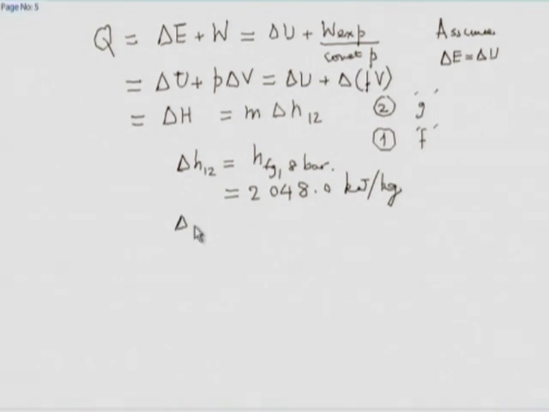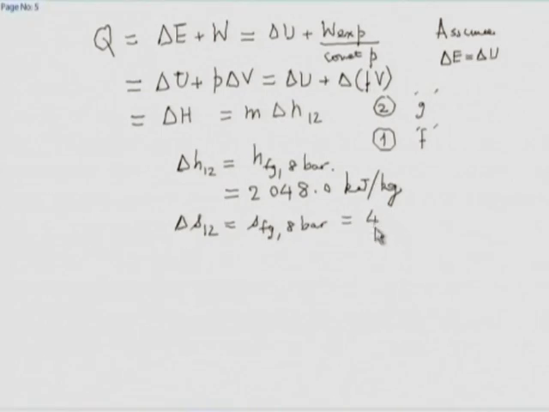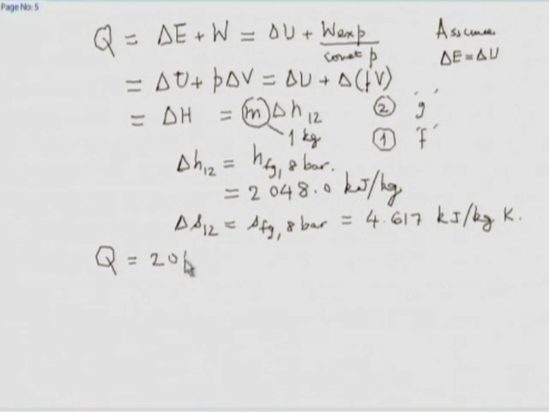And we will also note down, because we are likely to have it, this is SFG at 8 bar, and that according to the tables is 4.617 kilojoule per kilogram Kelvin. Our mass is 1 kg, so because mass is 1 kg, our Q now turns out to be 2048.0 kilojoule. That is the first answer.